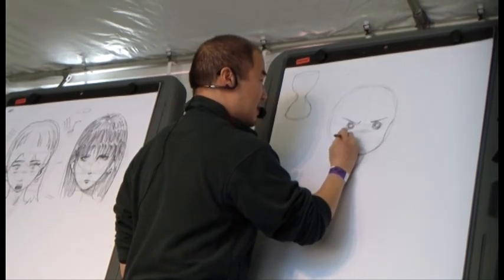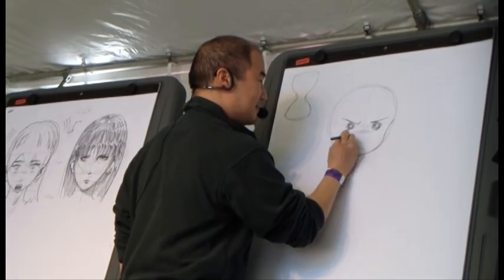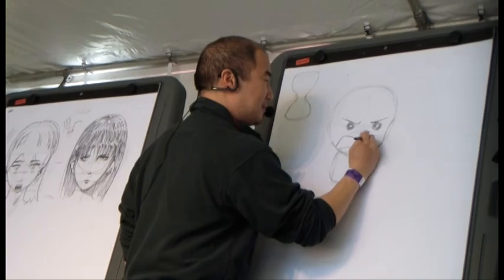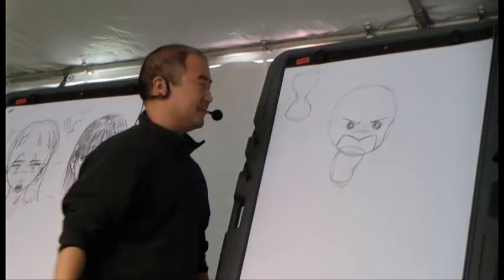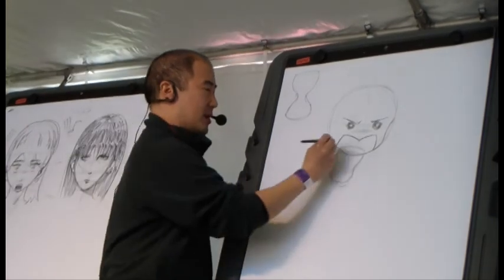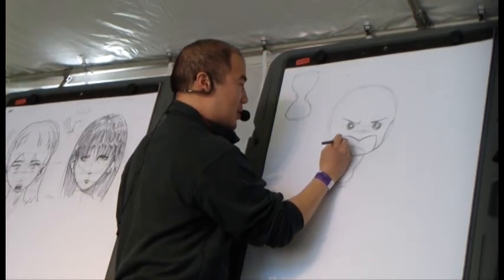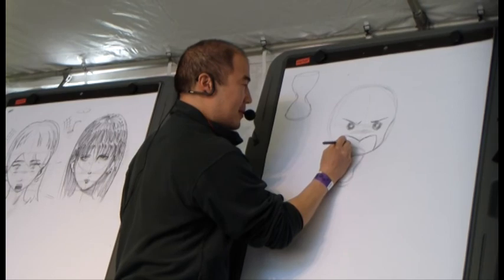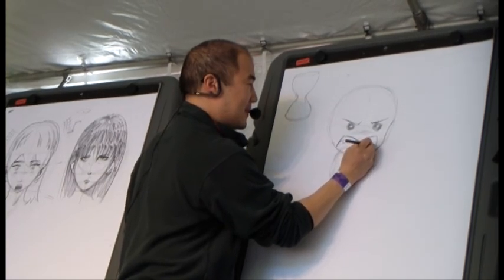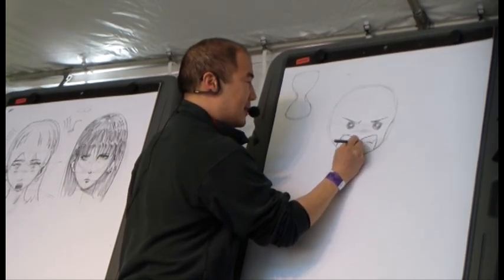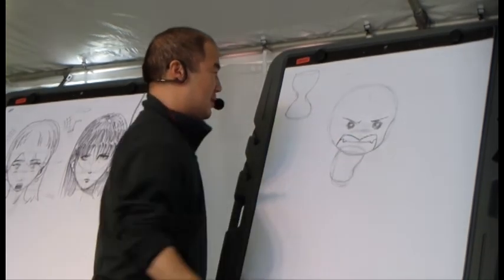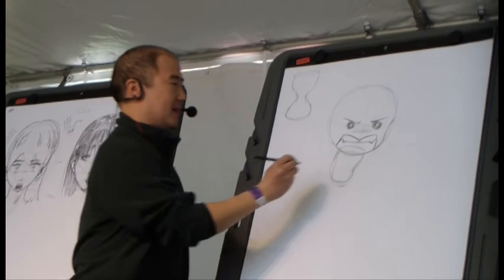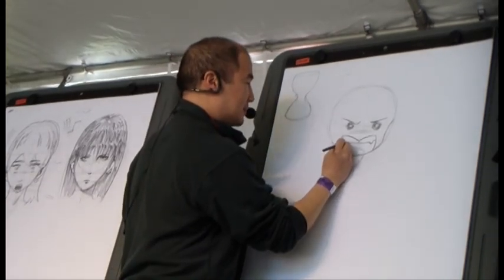The mouth, you'll see. It's like a bow tie. And while I'm at it, I'm going to draw the teeth, which are basically fangs. So these fangs are really popular with chibi characters. It simplifies things. Okay.